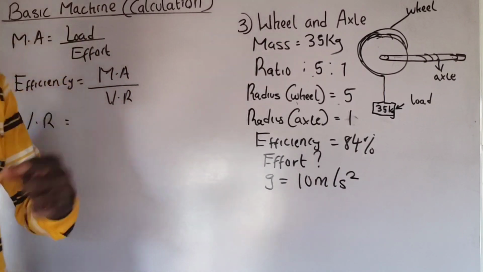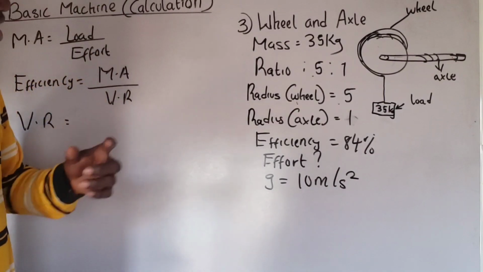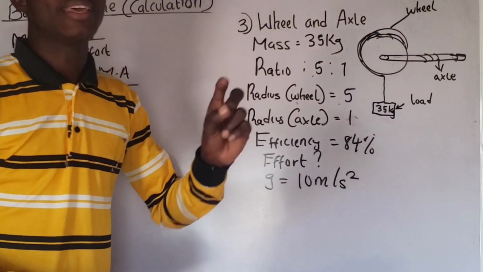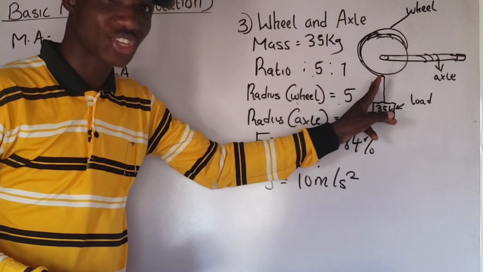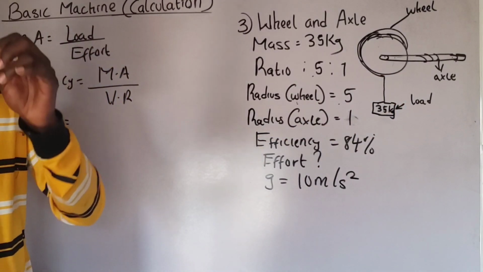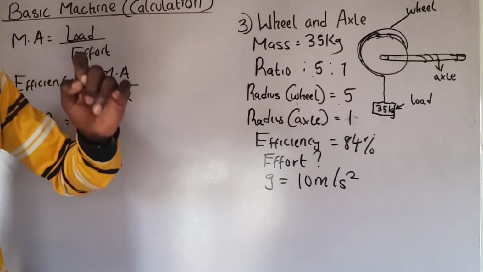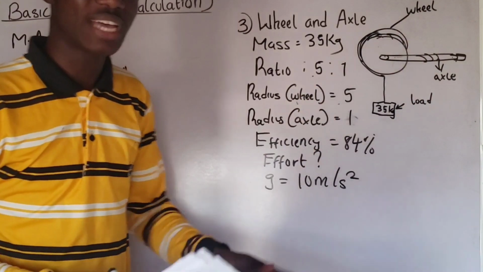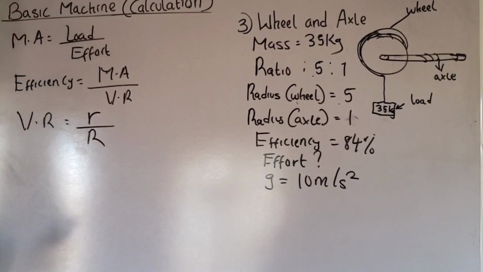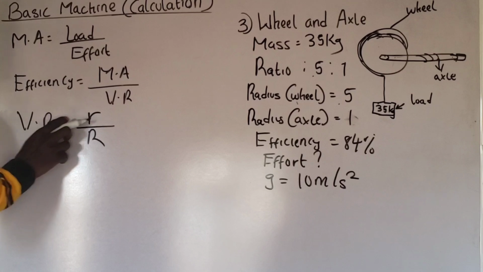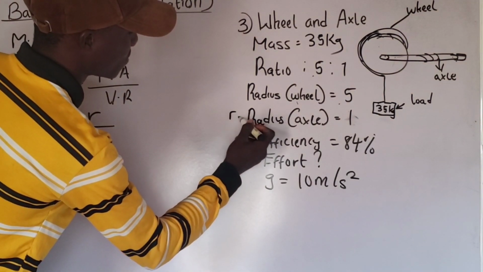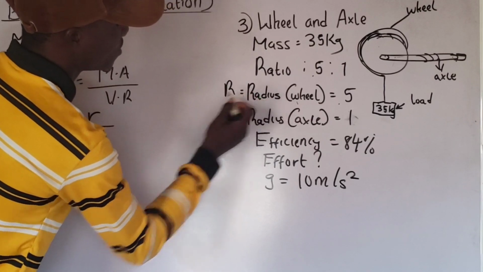You understand? Listen to the explanation again. If the load is on the wheel, as we have in this question, the velocity ratio is equal to the radius of the axle all over the radius of the wheel. You understand? Because the radius of the axle is small r, okay? Let me represent it as small r. The radius of the axle is small r, and the radius of the wheel is big R.